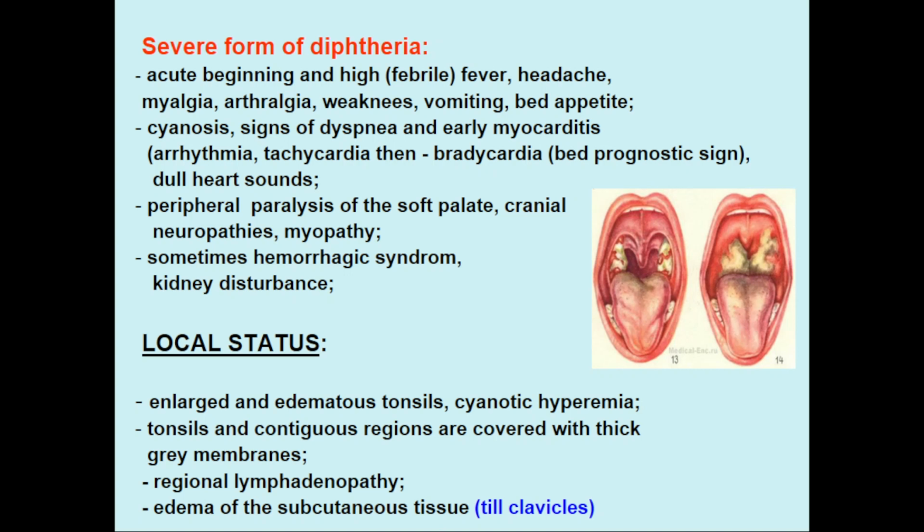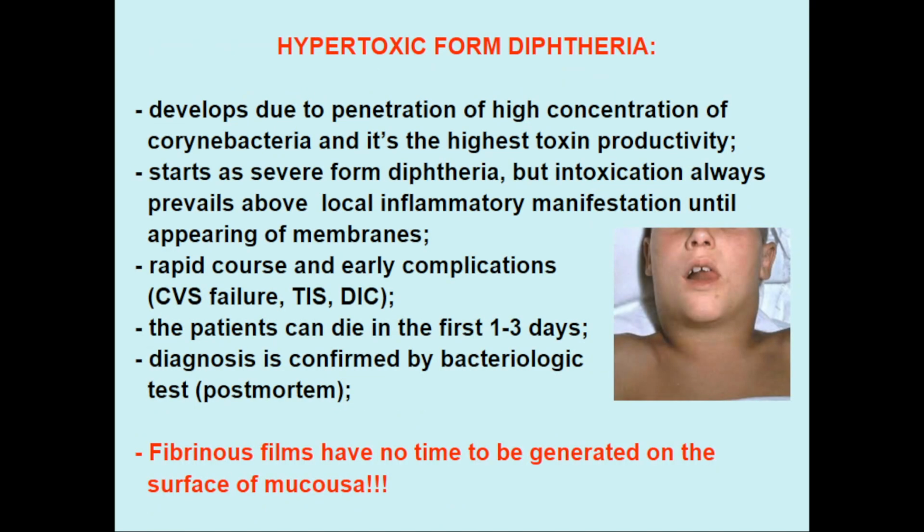Local status: enlarged and edematous tonsils, cyanotic hyperemia, tonsils and contiguous regions are covered with thick gray membranes, regional lymphadenopathy, edema of the subcutaneous tissue may reach up to the clavicles. Yes, rather expressed edema.